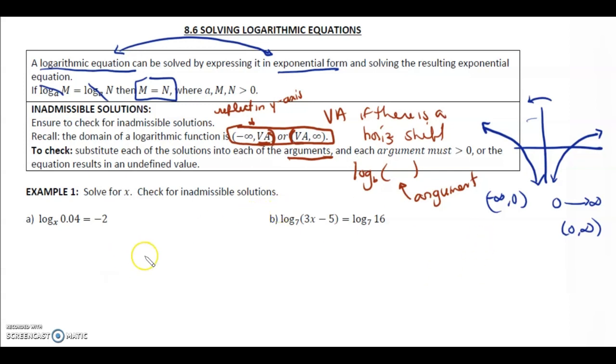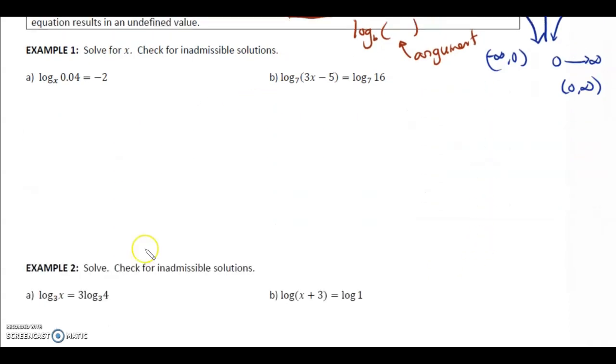Let's take a look directly at example 1. Solve for x and then check for inadmissible solutions. We have log base x of 0.04 equals negative 2. First I'm going to convert this logarithmic equation to an exponential equation. So we have x to the negative 2 equals 0.04.